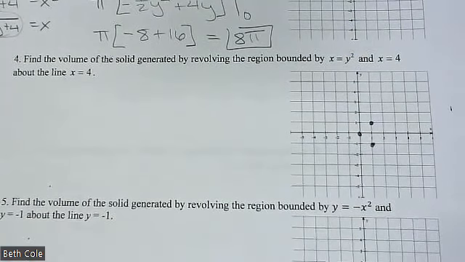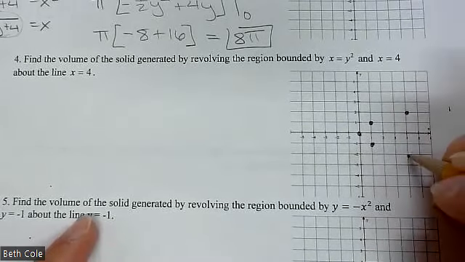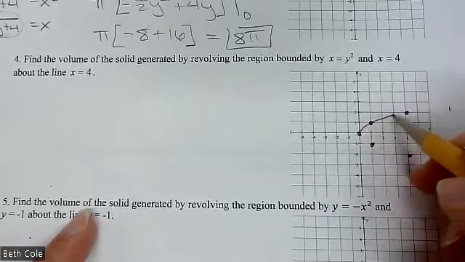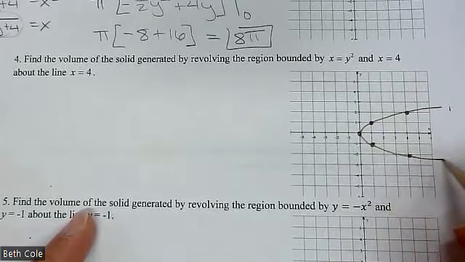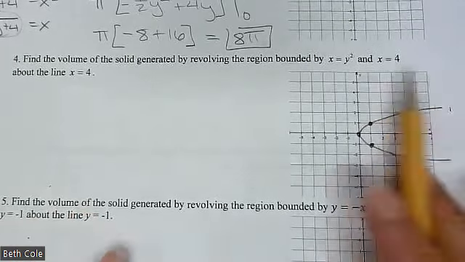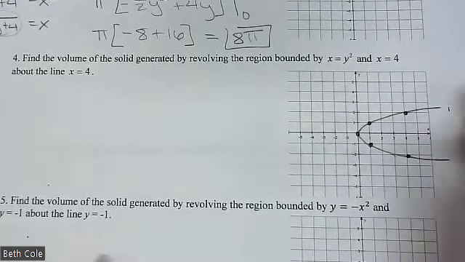So what's another point we can get? Close. 4, 2. And then also 4, negative 2. It's exactly y equals x squared, but for x equals y squared, it's just going to be sideways. And you're probably like, well, it's not a function. It fails the vertical line test. Again, for these problems, these areas and volumes, we don't care. We just are finding the area and volume of, whatever it is.